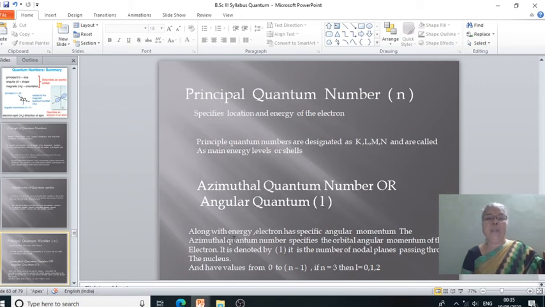That means along with energy, each electron has an angular momentum. The azimuthal quantum number specifies the orbital angular momentum of the electron, and it is the number of nodal planes passing through the nucleus, and the azimuthal quantum number having values from 0 to n minus 1. That means if n equal to 3, then l equal to 0, 1, 2.